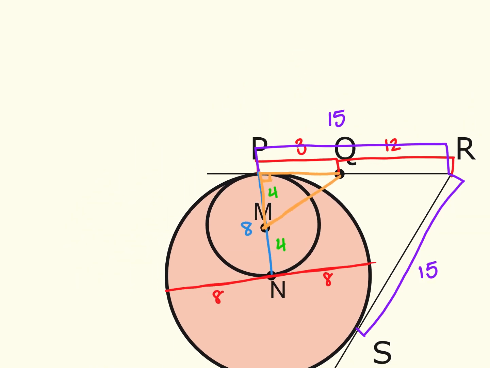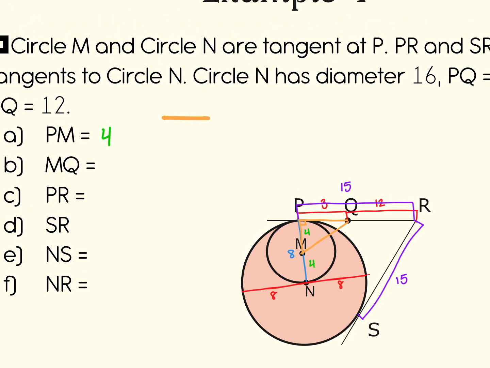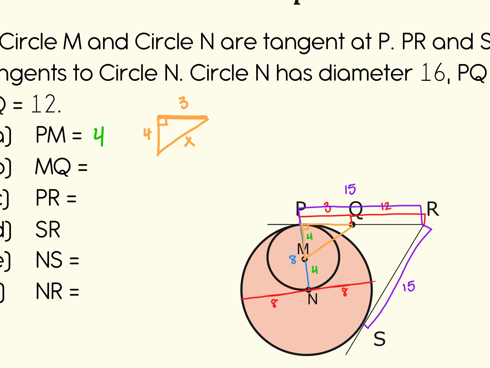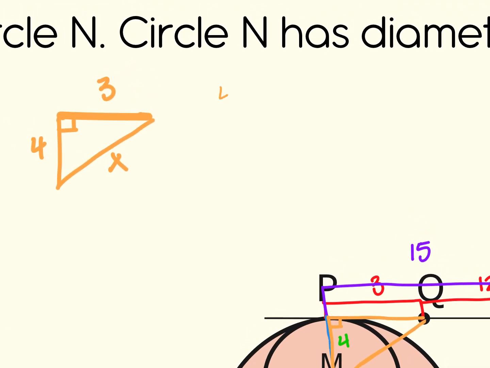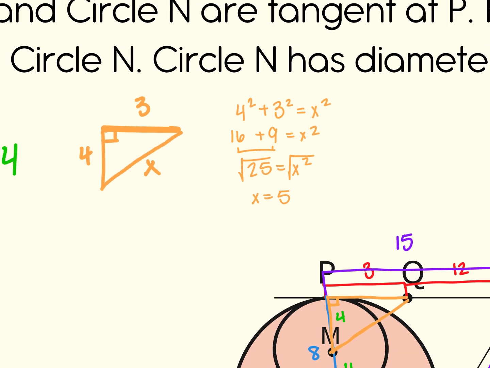How would I solve for MQ? Let's see what we have. Here's my triangle with my 90-degree angle. I have 4, I have 3, and I'm solving for my x. How would I solve for MQ? Pythagorean theorem. So I'm going to write it as 4 squared plus 3 squared equals x squared. I'm going to get 16 plus 9 equals x squared. Adding these two, 25 equals x squared. And what's the square root of 25? Good. So now I know my answer.